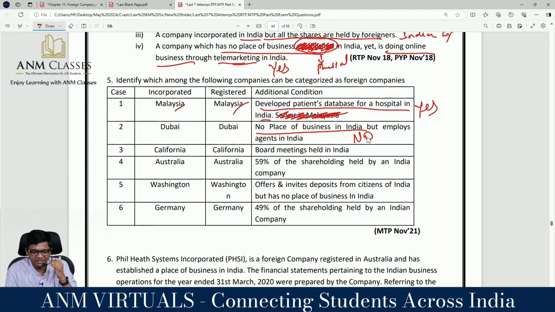Incorporated in California, registered in California. In India, they are doing board meetings because cheaply they can rent here. So, is this a foreign company? No. Meetings and all we never discussed as place of business. Sir, in the meeting they are doing business only, sir. They are discussing business. No. Okay. Answer is no. Are you getting it, guys?